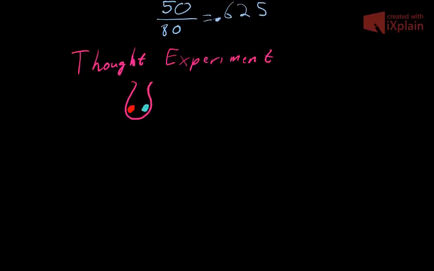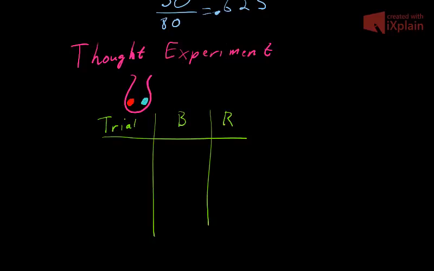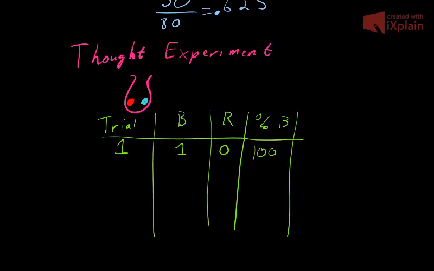So after one trial, I'll write this as trial, blue marbles, and red marbles. After one trial, I'm either going to get a blue marble or a red marble. Let's say I get a blue, which means I haven't gotten any reds. So the percent blue, which is what I'm going to look at, would be 100%. After 2 trials, let's say I get a blue again. It's all right. My percent's still 100%. Then after 3, I get a red. We're at 66%.